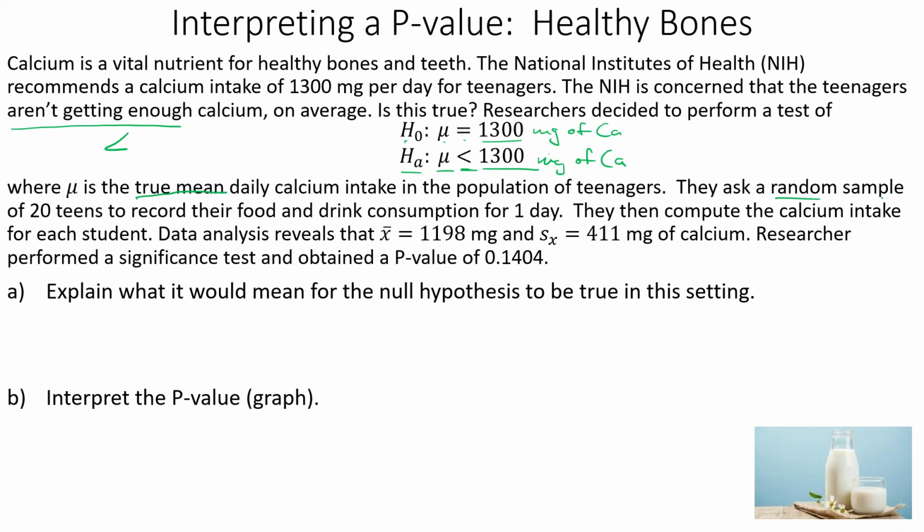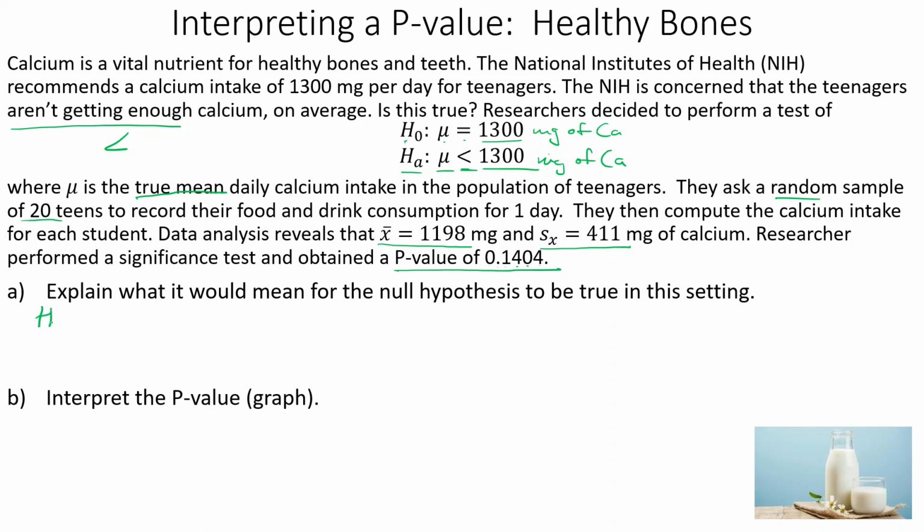They ask a random sample of 20 teens to record their food and drink consumption for one day. They then compute the calcium intake for each student. Data analysis reveals that the sample mean, X bar, is 1,198 milligrams with a sample standard deviation of 411 milligrams of calcium. Researchers performed a significance test and obtained a p-value of 0.1404. Explain what it would mean for the null hypothesis to be true.